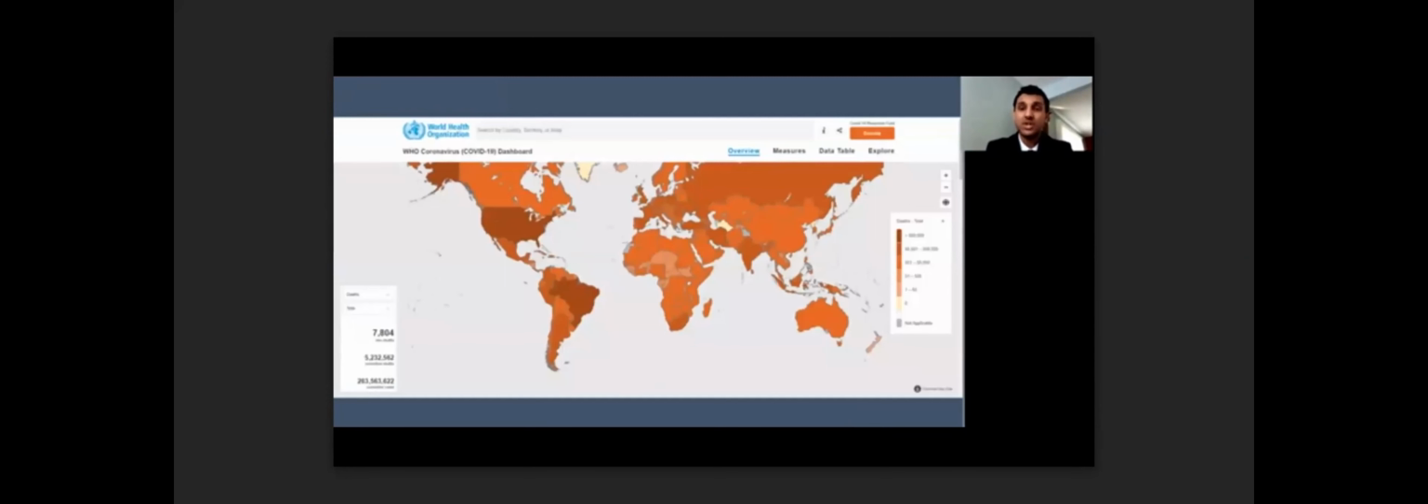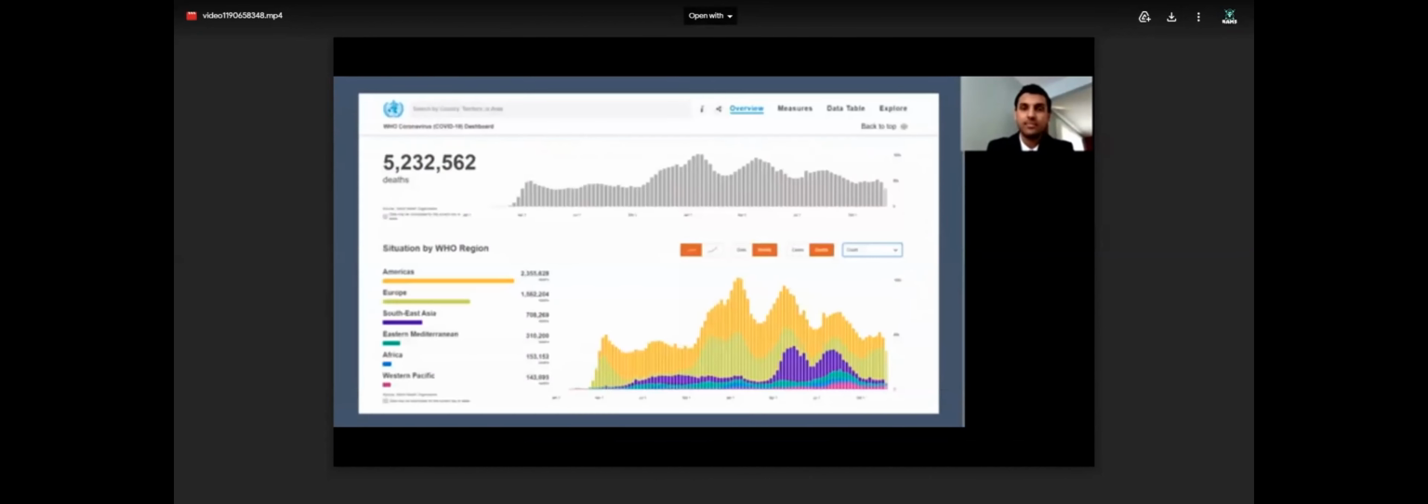This is the global picture of the COVID-19 pandemic shown on the World Health Organization website. The darker regions have recorded more deaths. Cumulative deaths so far, as of last week, were over 5.2 million individuals. Here you see the total number of deaths caused by COVID-19 by regions, Americas being the highest, followed by Europe and Southeast Asia.